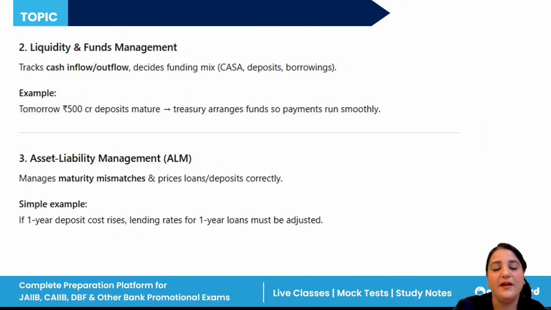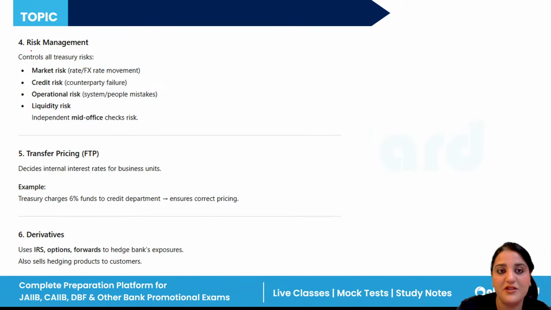Then integrated treasury helps in liquidity and the management of funds, and also asset liability management. Basically asset liability management is where assets and liabilities mismatches are managed. Then it helps in risk management. It controls all the treasury risk. It helps in transfer pricing. Transfer pricing means deciding the internal interest rate for the business units.